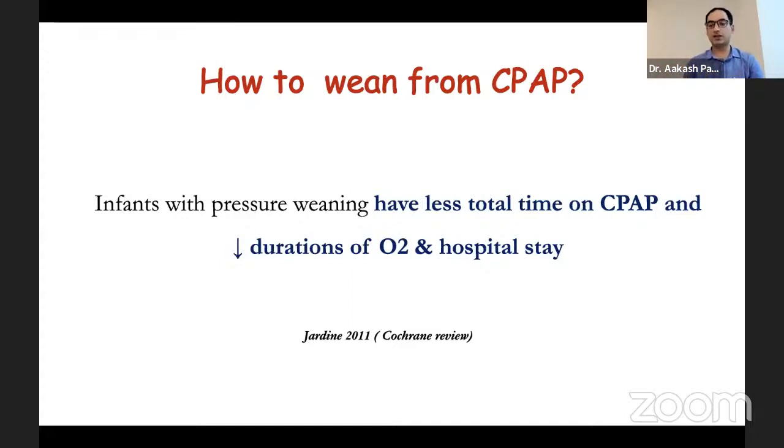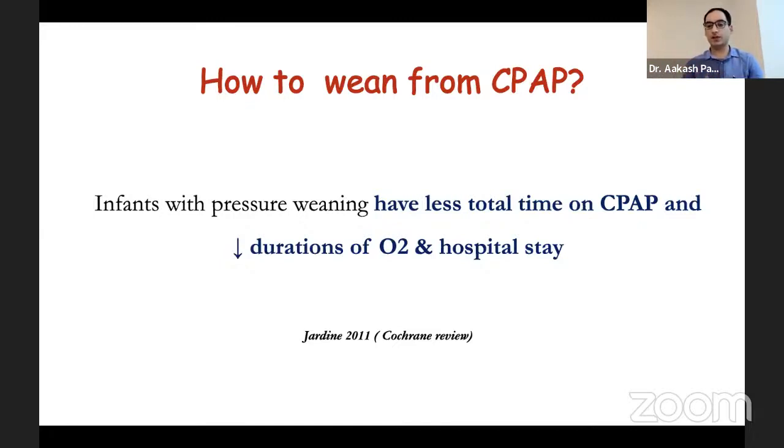The other strategy which is used in some of these centers is cyclic weaning, where the baby is taken off for a fixed period of time from the CPAP. For example, on day 1, we take the baby off from CPAP for 4 hours. Then next day we increase the duration, that is off CPAP for 6 hours, then 12 hours, and then gradually altogether we stop.